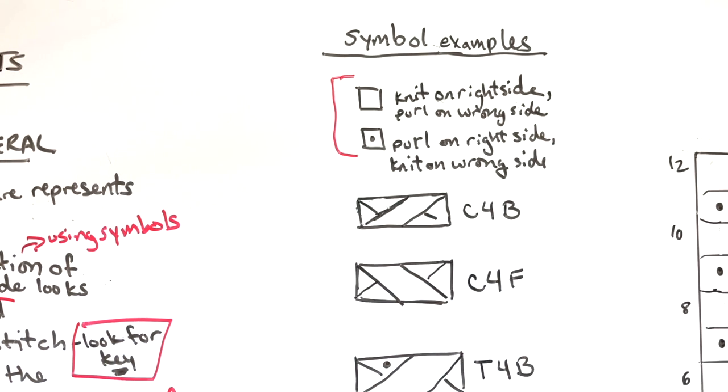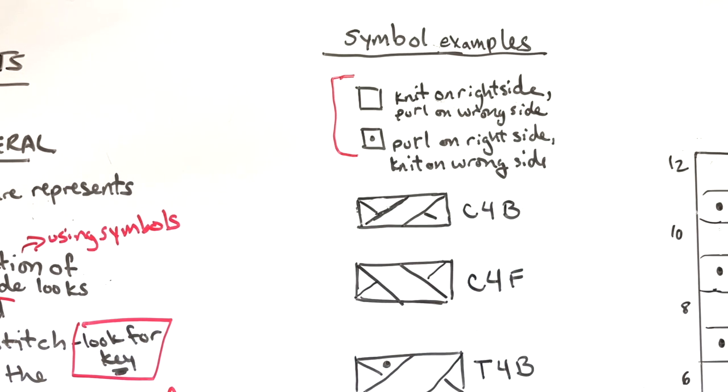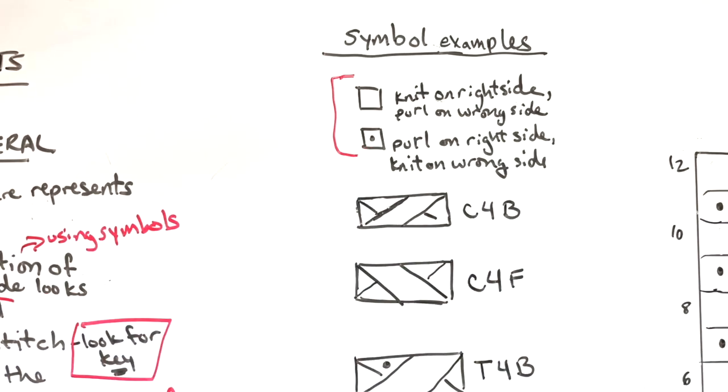Now, if you know anything about knitting, and if you don't, you will learn this as you go. On the wrong side, when the wrong side is facing you, you need to do the opposite thing to make it look like a knit stitch on the right side. So a chart, if it has a blank box, you are knitting it on the right side, you are purling it on the wrong side, so it looks like a knit stitch on the right side. Now, a box with a dot in it means to purl. Those are our super basics.